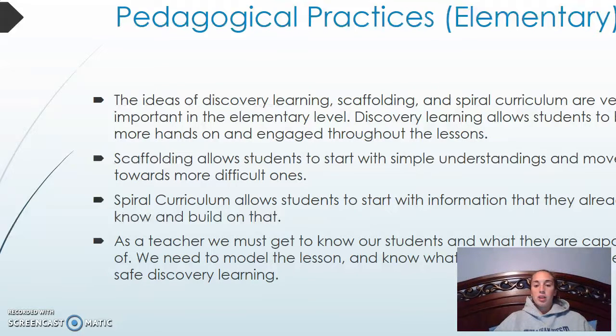So, as a future teacher, we need to understand our students and know what they are capable of. We need to use discovery learning to model the lesson and know what materials they can use so that they can safely discover the information. I think it's really important to teach the students but also let them discover as much as possible. So that's how I would incorporate it into my classroom, by allowing the students to teach themselves, kind of.